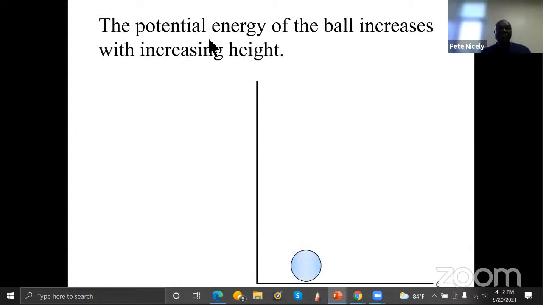But just to say something more about potential energy, I wish there's a way I could get rid of this or move it aside. How can I do that? Let me see.